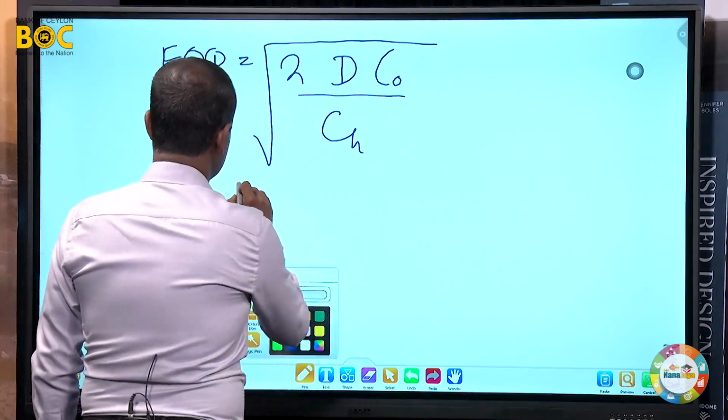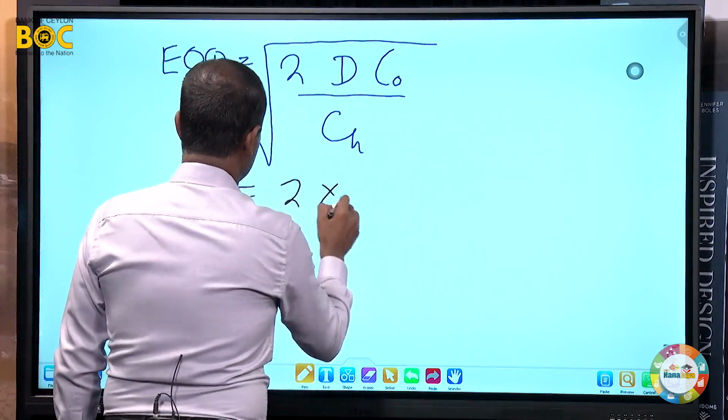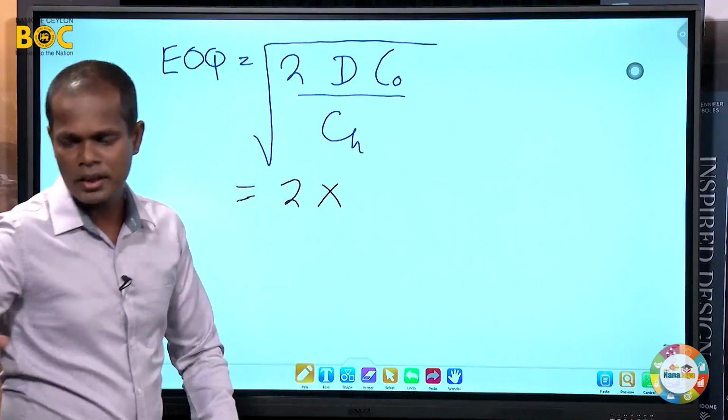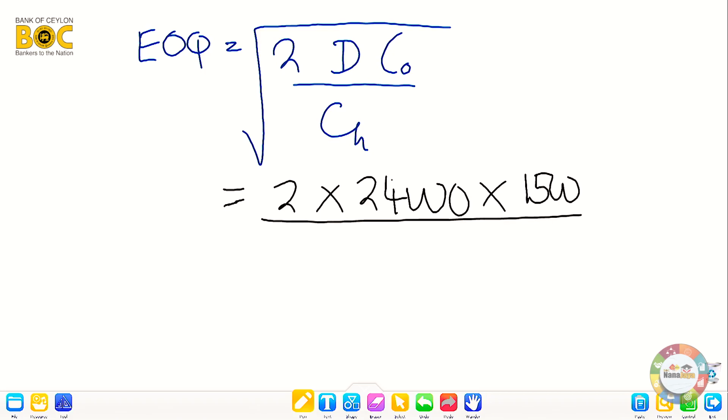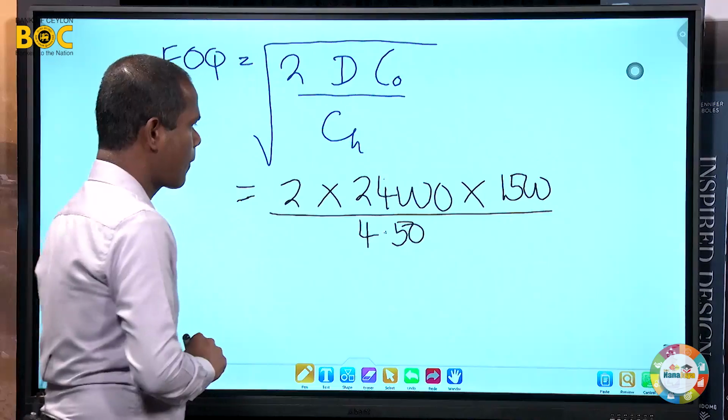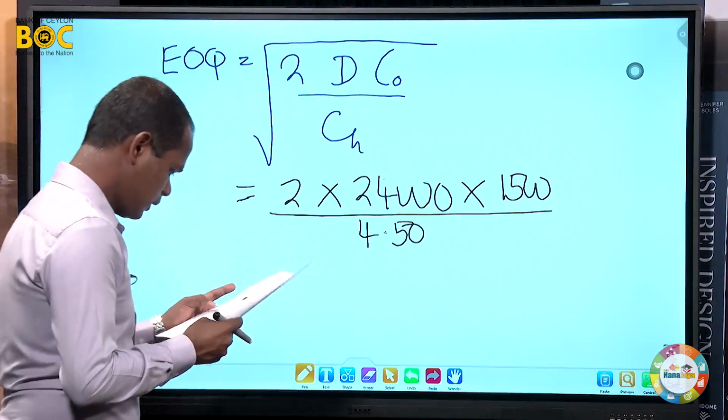The 2 is a constant value. Annual demand was given in the question. It is 24,000, the annual consumption. CO, cost per order, we calculated as 1,500. CH, holding cost per unit, is 4 rupees and 50 cents. You can calculate the answer.